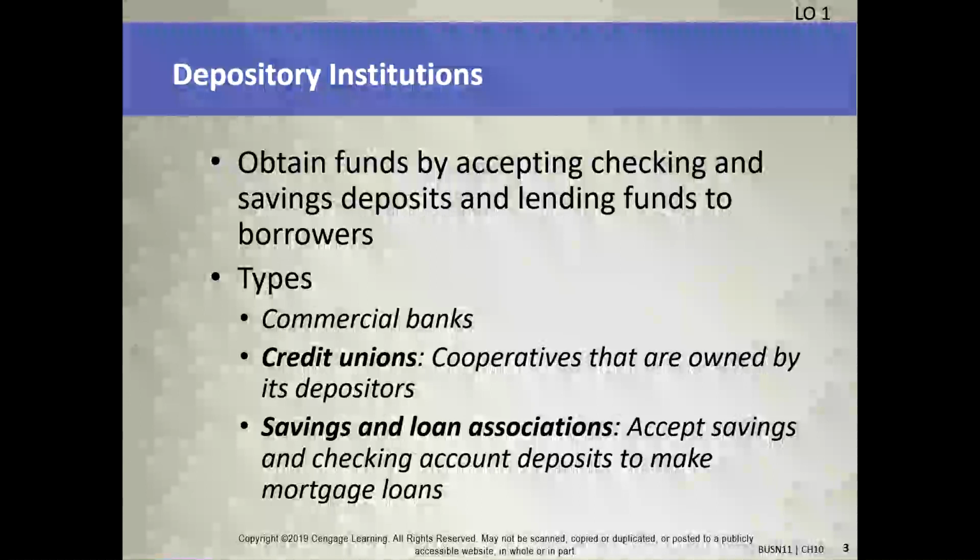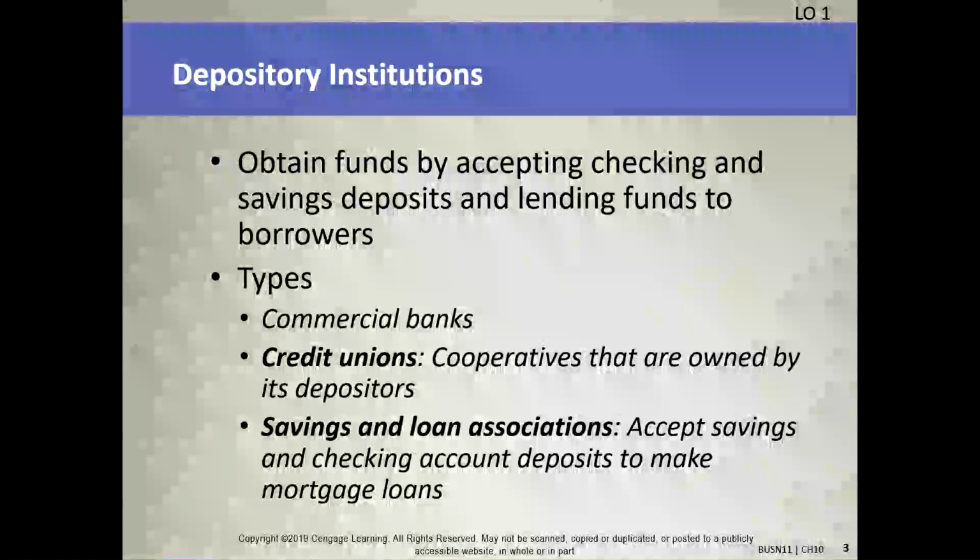Okay, now there are a couple different types of depository institutions that we're going to talk about here. First is a commercial bank, and this is the most common type of bank that we'll address. They take savings deposits, they manage checking accounts, they do mortgage loans, they do business loans, and provide a variety of other banking types of services.